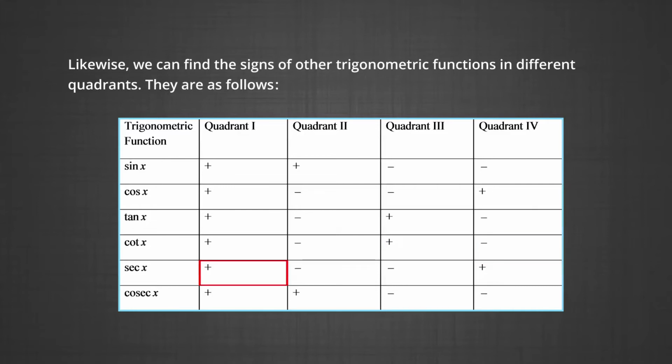Sec x is positive in first quadrant, negative in second and third quadrant, and again positive in the fourth quadrant. Whereas cosec x is positive in first and second quadrant and is negative in third and fourth quadrant. Further, we have following results which can be derived. We state them here without the proofs.